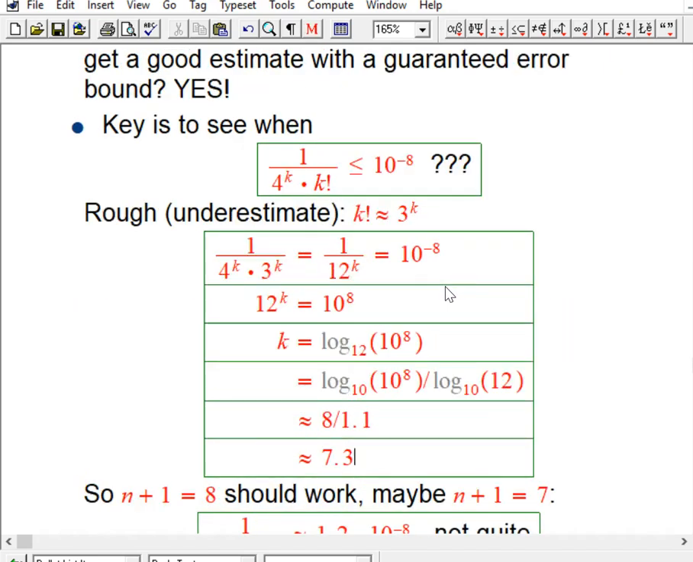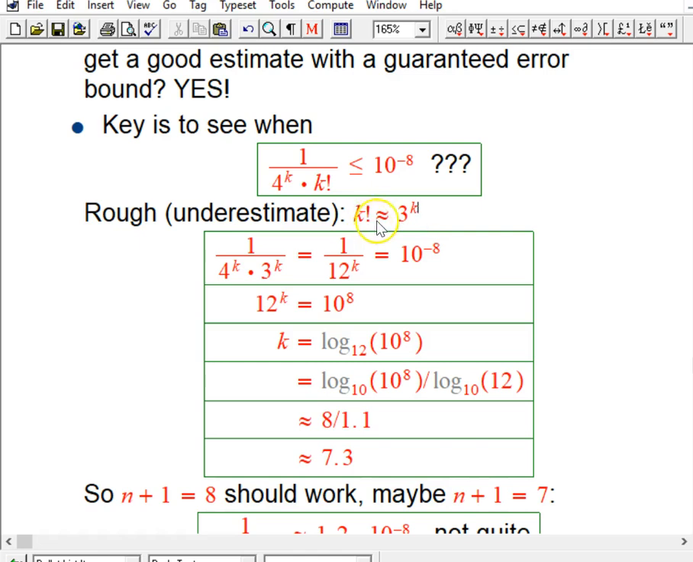Okay, so let's do some algebra and a little bit of guesswork to figure out how big k has to be to make this quotient less than 10 to the minus 8. If it were just powers and polynomials, you could maybe do it strictly algebraically. With factorials, you're probably going to need to do some trial and error. But one way is to give a very rough, maybe pessimistic estimate for how fast the factorial function grows.